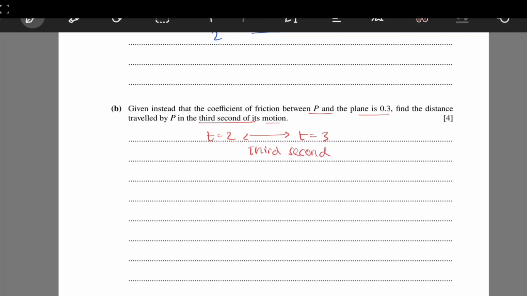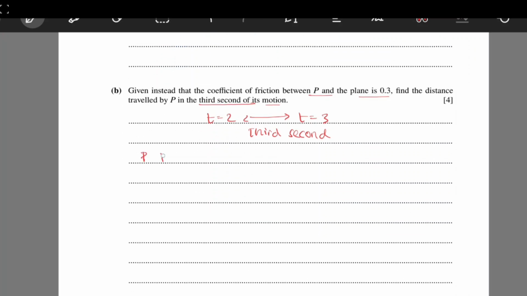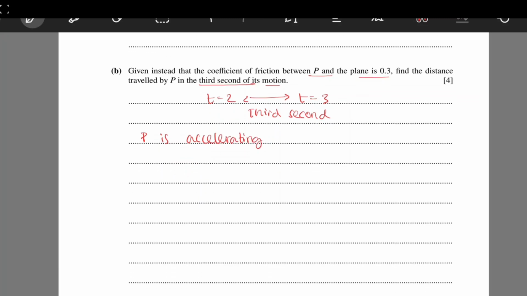So now I need to find the resultant force. Since the coefficient decreased, it means P is moving and P is accelerating. So logically, the first step would be to find the acceleration of P. To find the acceleration of P, I just find the resultant force and divide by the mass. So F is equal to ma.